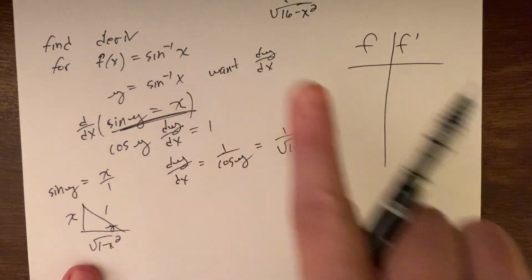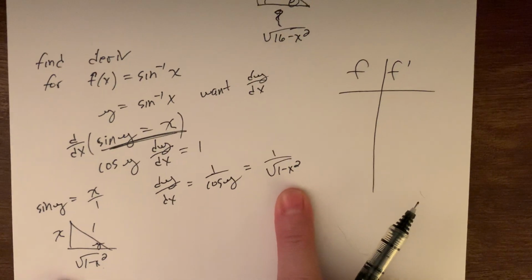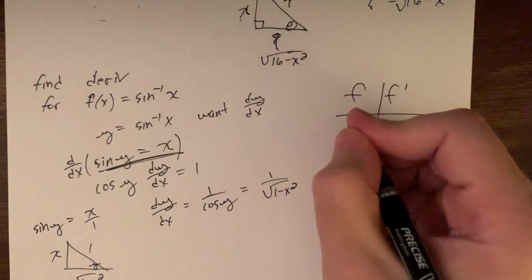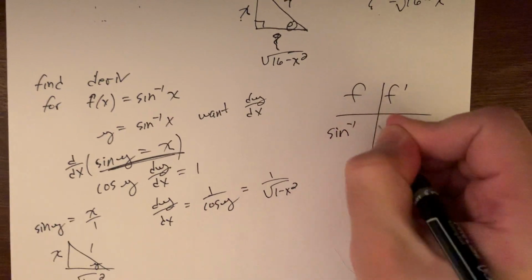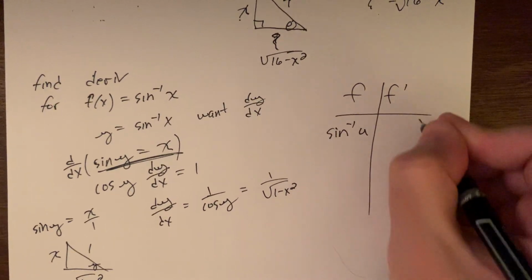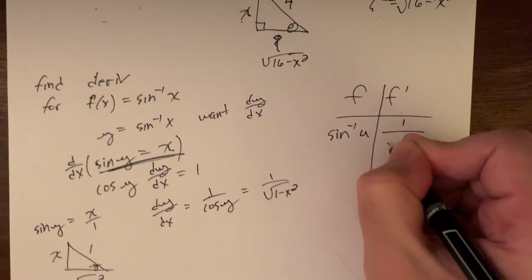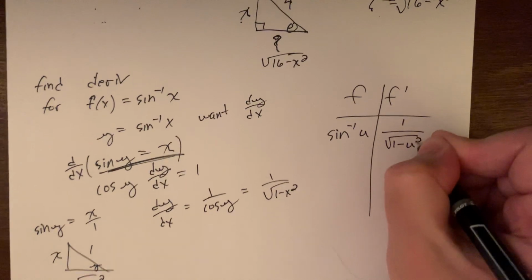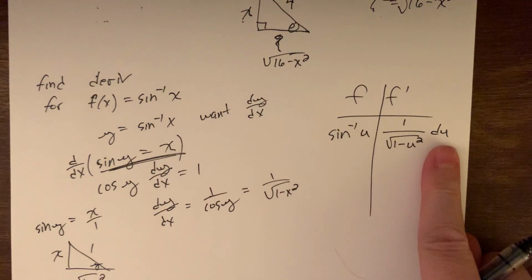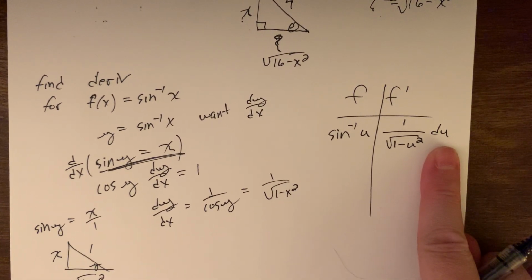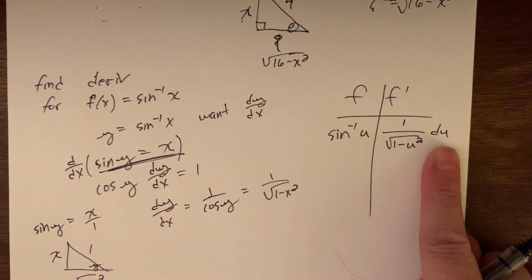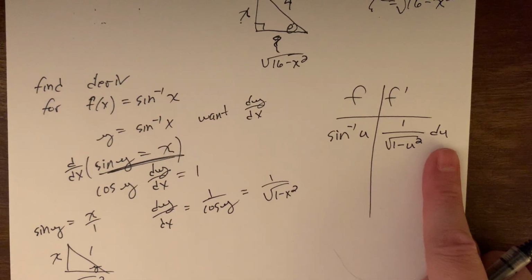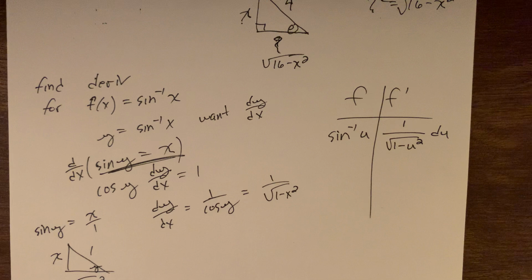Inverse sine of x has this as a derivative, so already preparing for chain rule: inverse sine of u has derivative 1 over radical 1 minus u squared, times du. Okay, I'm going to want to make this chart. I want to show you the others as well.